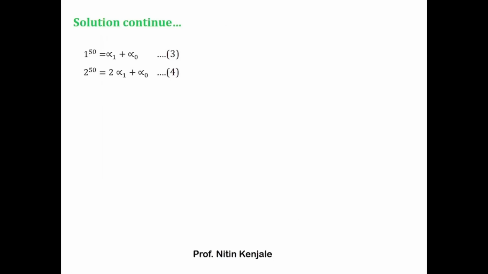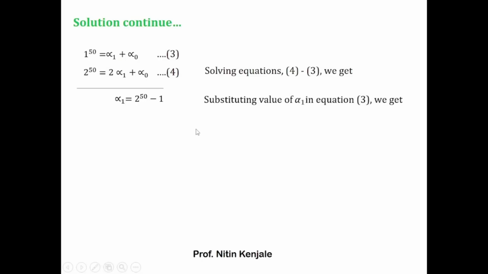Now we will solve these two equations simultaneously for the values of alpha 1 and alpha naught. In particular, we will do equation number 4 minus equation number 3. So doing so, we get alpha 1 is equal to 2 raised to 50 minus 1 raised to 50, that is just 1. Now we substitute alpha 1 in equation number 3 to get value of alpha naught. So after solving equation number 3, we get alpha naught is equal to 2 minus 2 raised to 50. Now we have values of unknowns alpha naught and alpha 1. We will put them back in equation number 1.